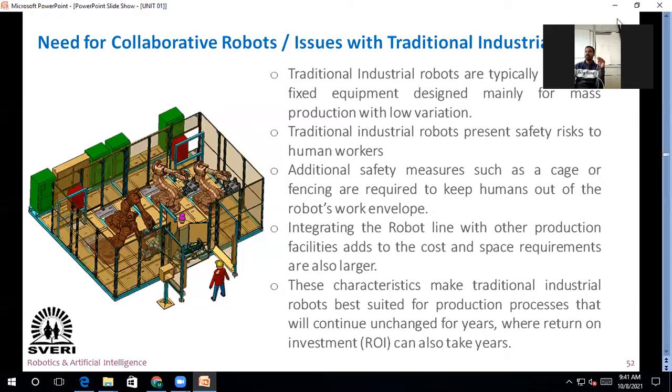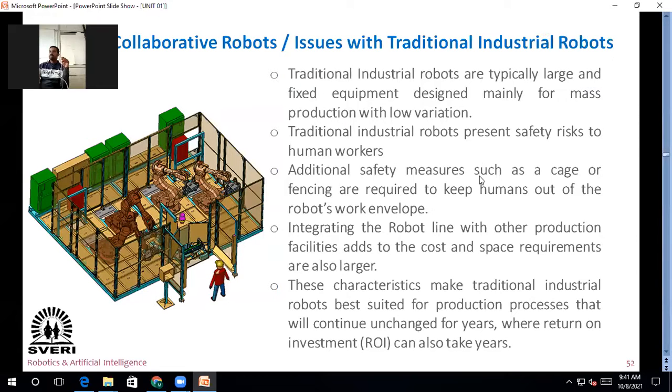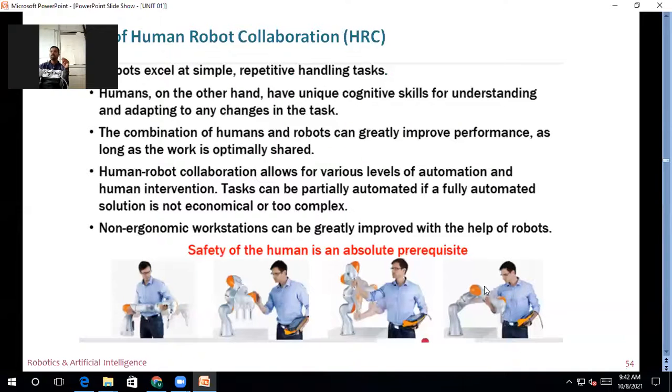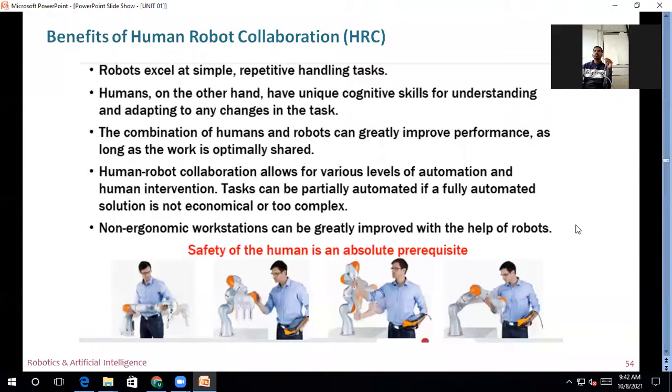Next we have seen applications where we can use these cobots. Mostly they are used in assembly lines, dispensing, finishing, machine tending, and material handling. These are some examples we have seen related to cobots. Next we started with the benefits of human robot collaboration, also known as HRC.